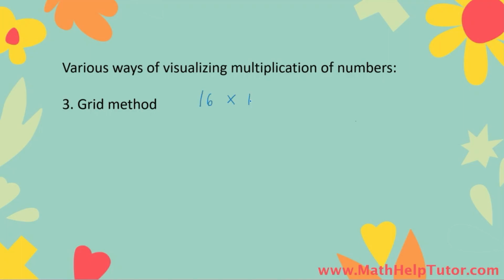So let's say we are multiplying 16 by 12. Instead of using the area method, which will take a long time for us to do, we can use the other method called the grid method. Let me first show you the area method, and then we are going to do the grid method beside it.